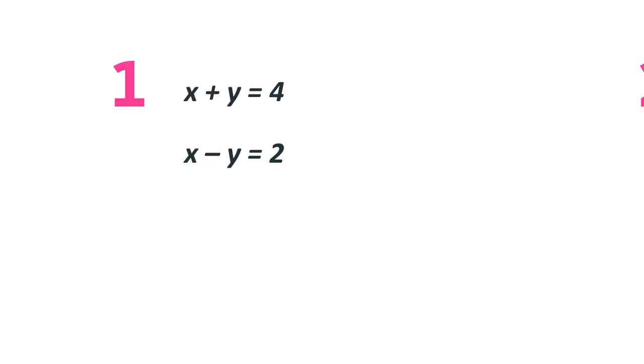Looking at this one, I'm going to try and get x by itself, and I'm just going to do the top one. Doesn't matter which one you do, we're still going to get the same answer. So I'm solving for x at the top. I'm going to subtract y from both sides, and I'm going to end up with x equals 4 minus y.